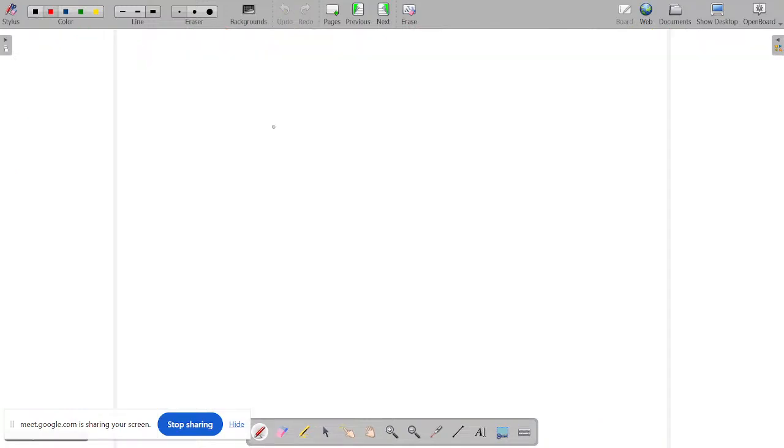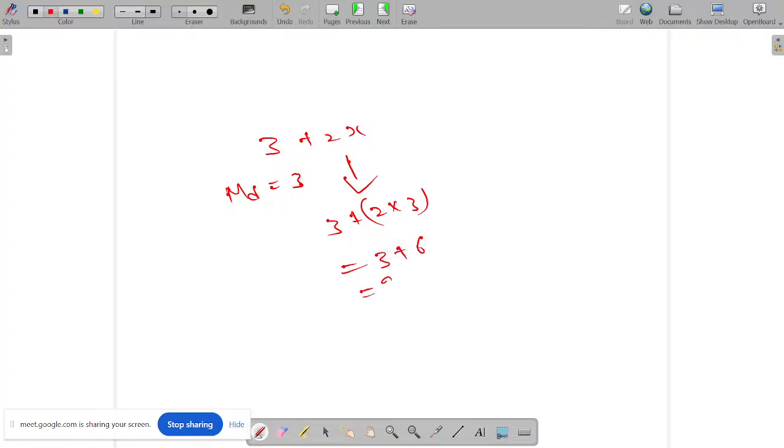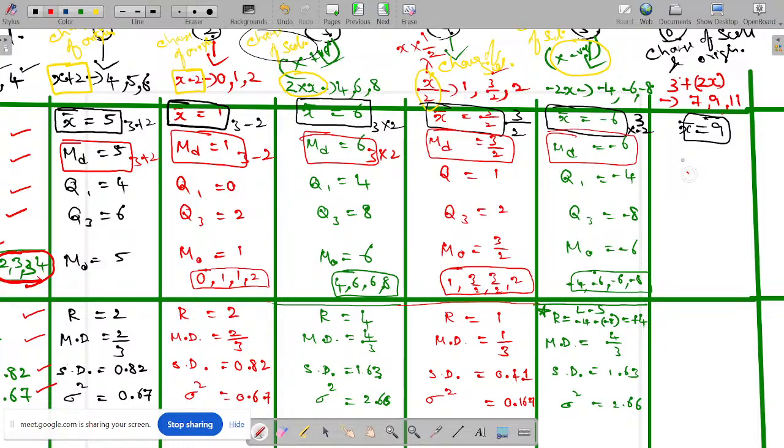3 plus 2x. What is the median value? I remember 3, right? Original median value 3. Then directly substitute over here. 2 into 3 plus 3, which is 3 plus 6, 9. You got the 9 value? This is 9, the median.